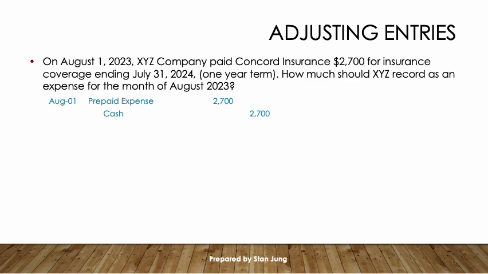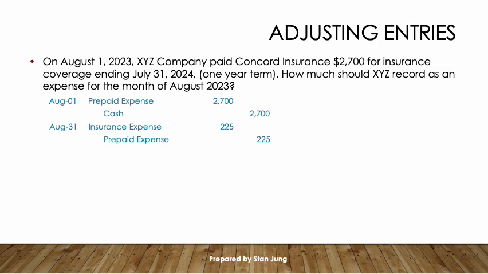At the end of August, we will recognize 1 month's worth of insurance expense. So $2,700 divided by 12, that works out to $225. And so each month we will expense $225 for insurance. And that involves a debit to insurance expense and then a credit to prepaid. You can see that over time, that prepaid expense asset is going to continually go down over the course of the year.